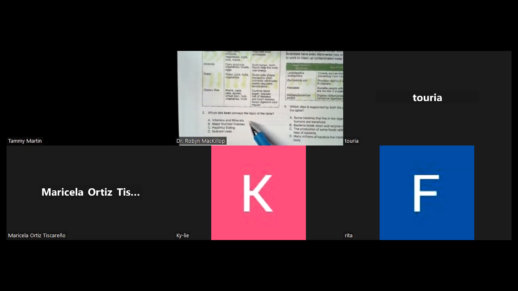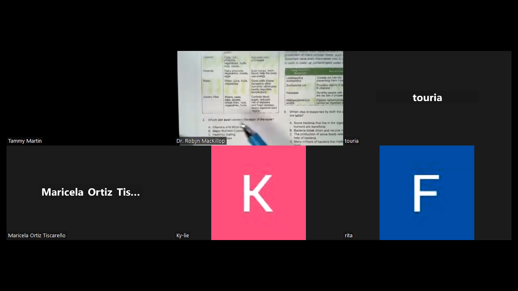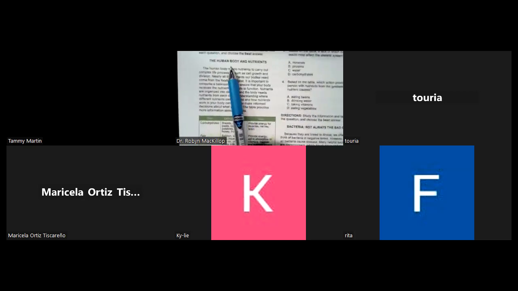Would it be vitamins and minerals, major nutrient classes, healthful eating, or nutrient uses? Nutrient uses. There's one that's actually a little bit better. Healthful eating. Sí. So it would be major nutrient classes. Yes. And what's interesting is they titled it The Human Body and Nutrients. So check those titles, they can help. It would not have helped you to read this. It might have been interesting, but during a test, you're not going for interesting, you're going for time.